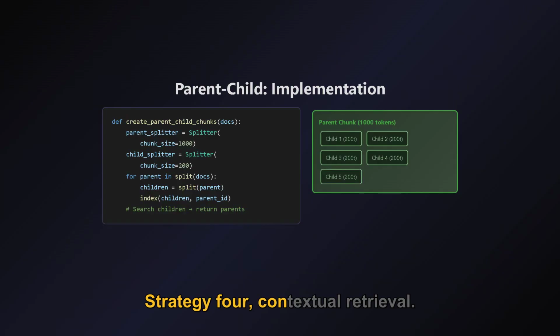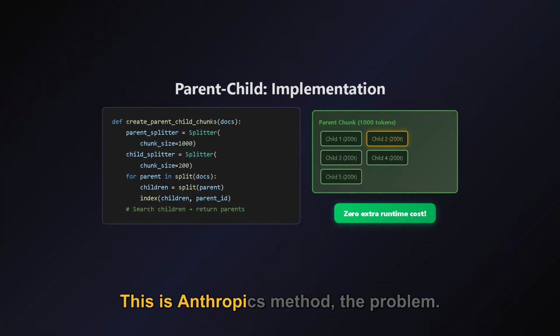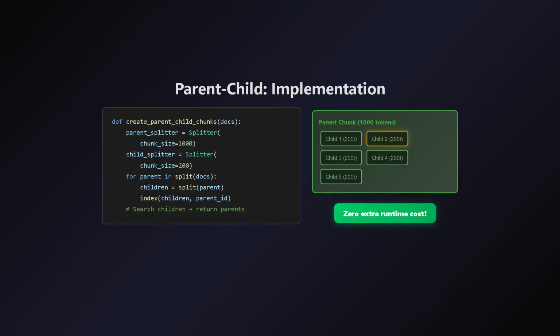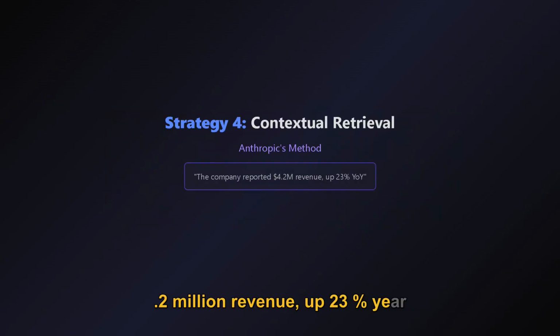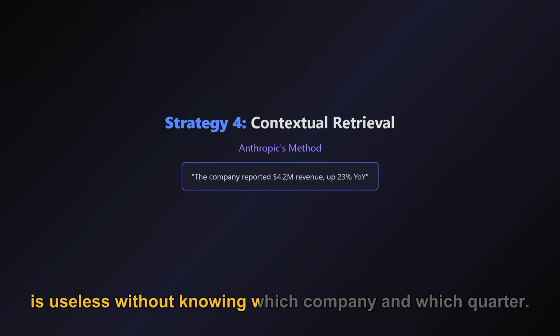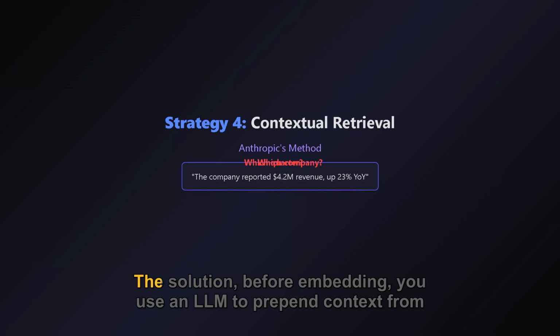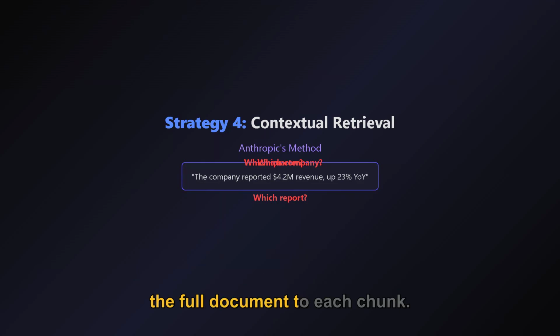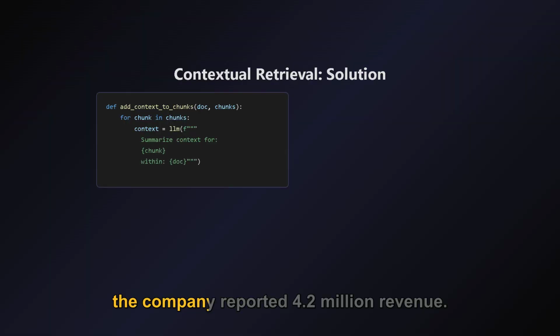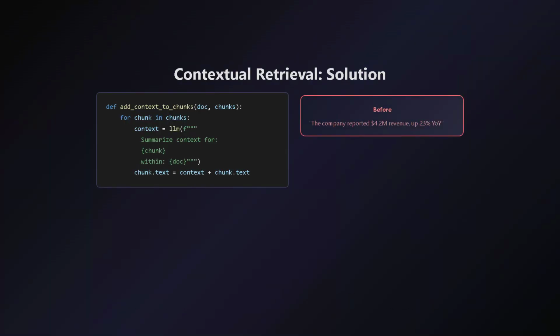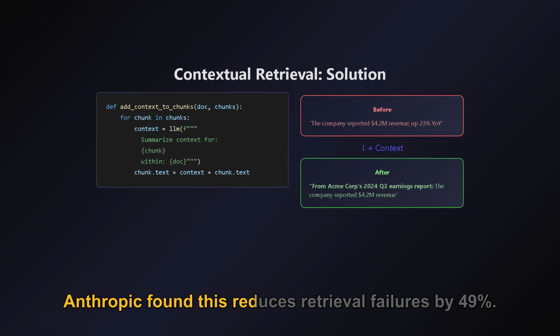Strategy 4: Contextual retrieval. This is Anthropic's method. The problem: a chunk like "the company reported 4.2 million revenue, up 23% year over year" is useless without knowing which company and which quarter. The solution: before embedding, you use an LLM to prepend context from the full document to each chunk. So that chunk becomes: "From Acme Corp's 2024 Q3 earnings report. The company reported 4.2 million revenue." Anthropic found this reduces retrieval failures by 49%.